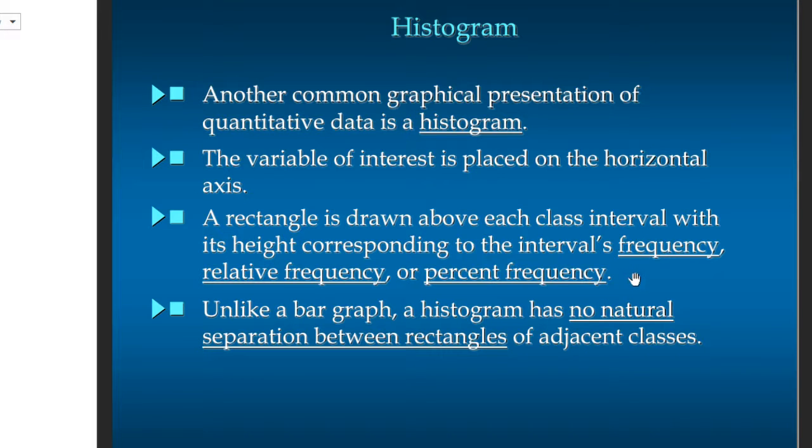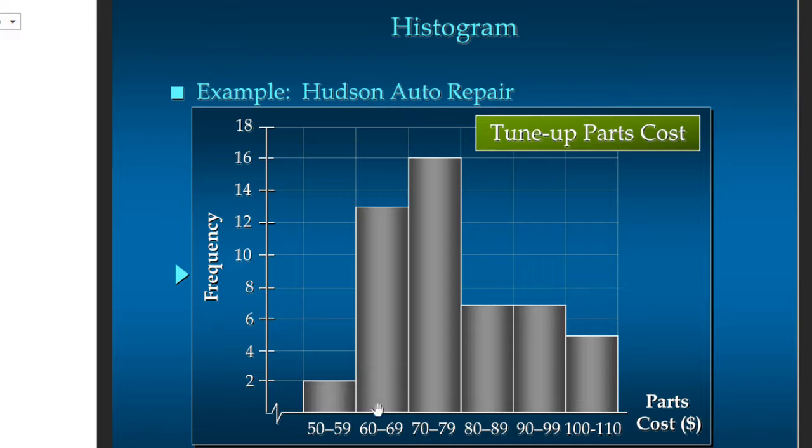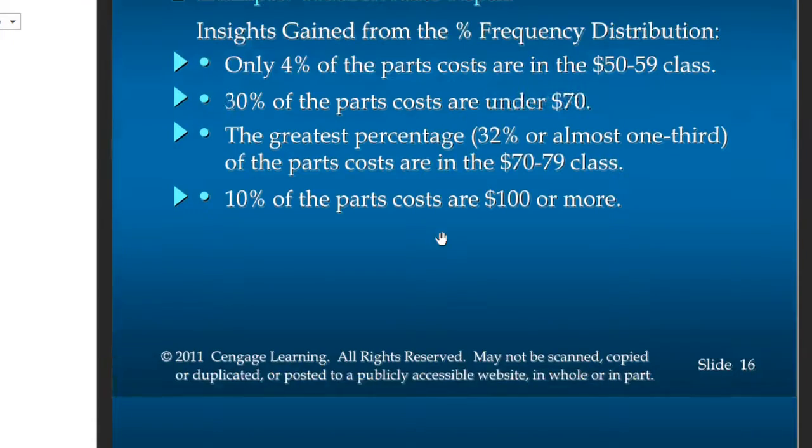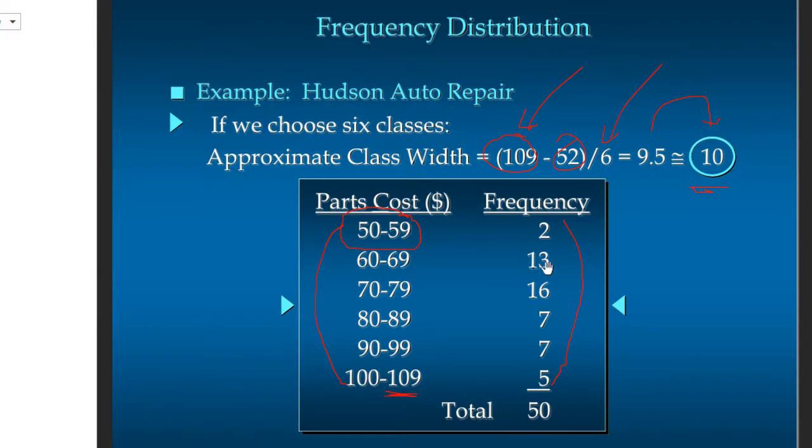So you can use the frequency or the relative frequency or the percent to draw a histogram, and it looks like this. Remember the first class was between 50 to 59, and what was the frequency? Only two values, so it goes up to 2. Between 60 to 69 it goes up to 13. Remember the original, let me show you the original, 13 between 60 to 69.